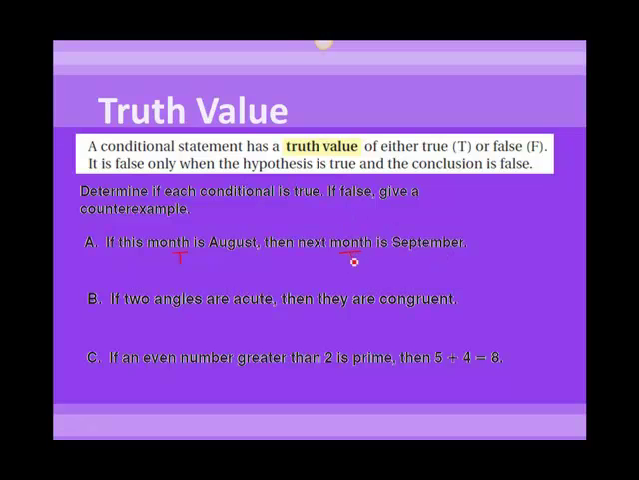And that's also true. I cannot think of an example where the month is August and the next month is not September. So this would have an overall truth value of true.